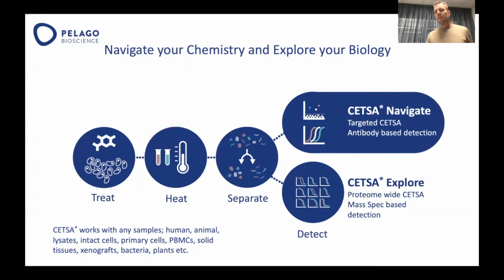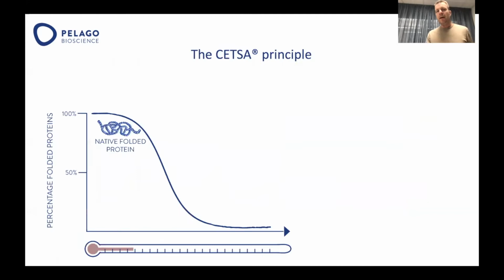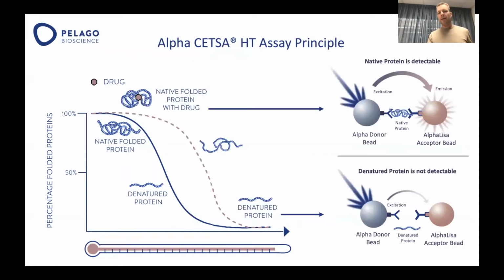First, we're going to focus on the Navigate format. And all CETSA formats take advantage of the fact that if you heat shock a protein, the higher the temperature of the heat shock, the more protein you will denature. But if a drug or a ligand is bound to the protein, then this denaturation temperature or melting temperature will be different.